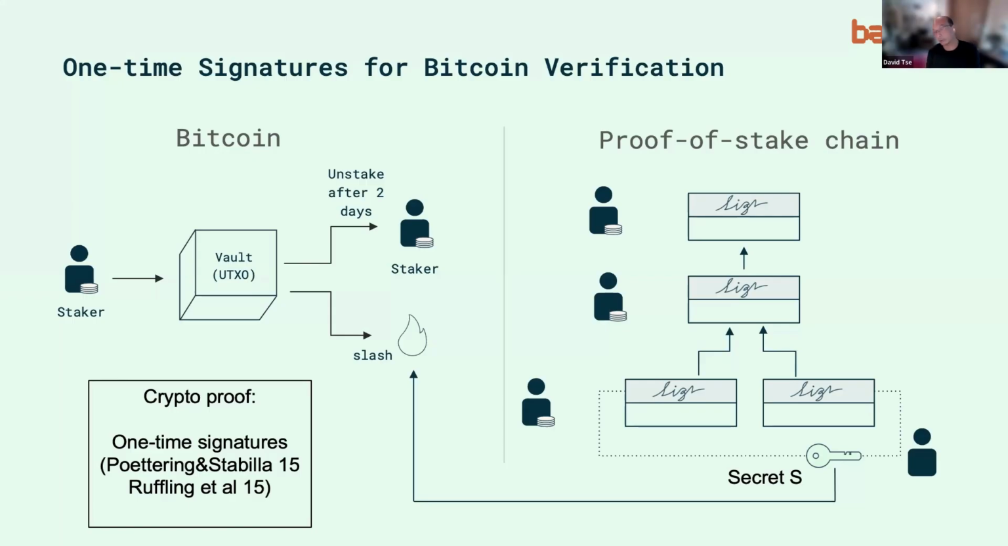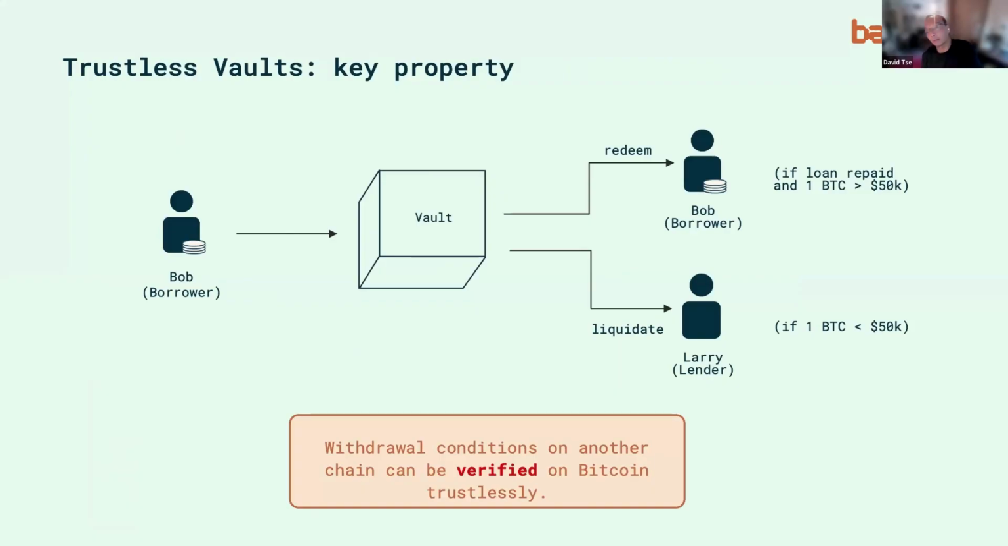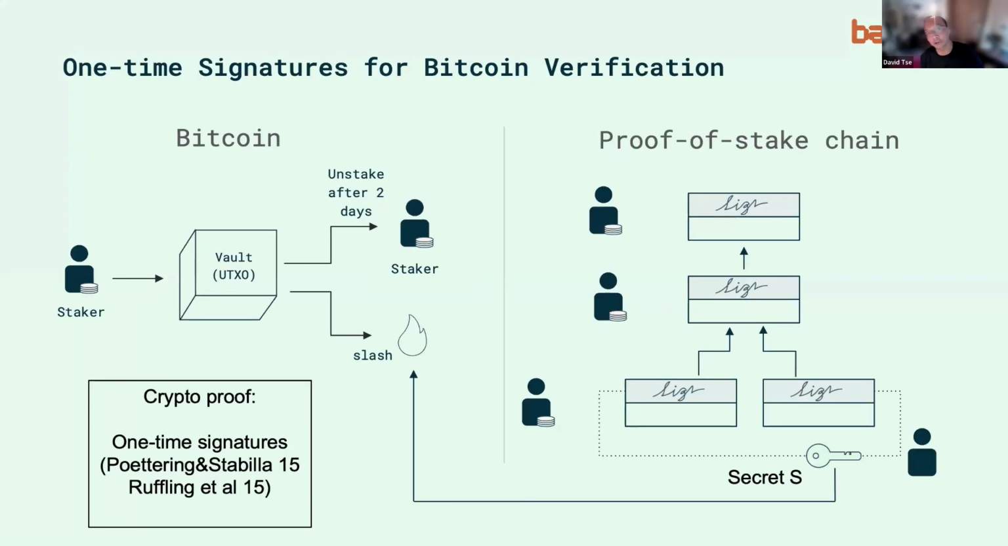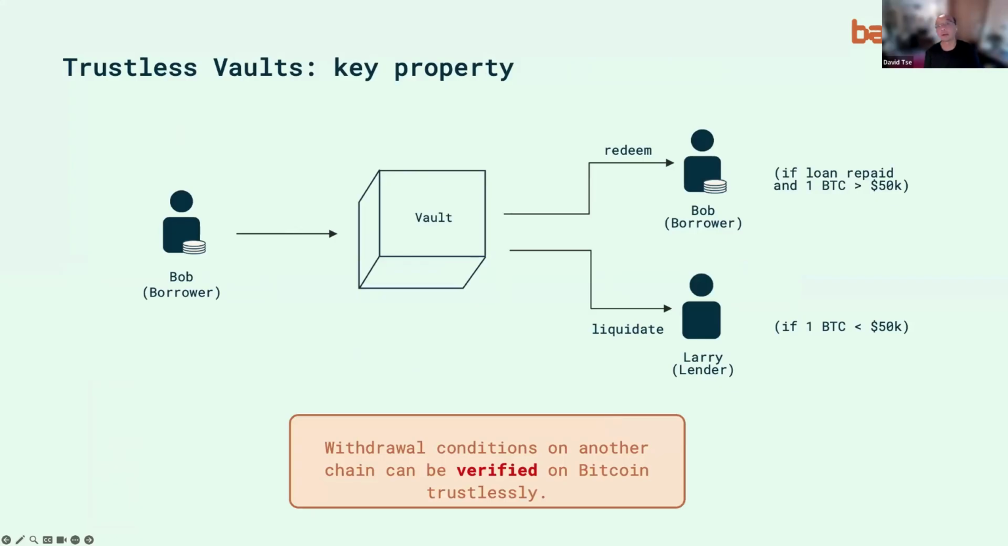Okay. Now, the real challenge here is that we want to generalize this notion of verification using secret revelation from a very specific application, which is Bitcoin staking, where the bad state is the double signing, to more general smart contract state. In the case of lending, the smart contract state is whether the loan is repaid or not repaid and what the price of Bitcoin is. And this is all determined by the state of the smart contract.